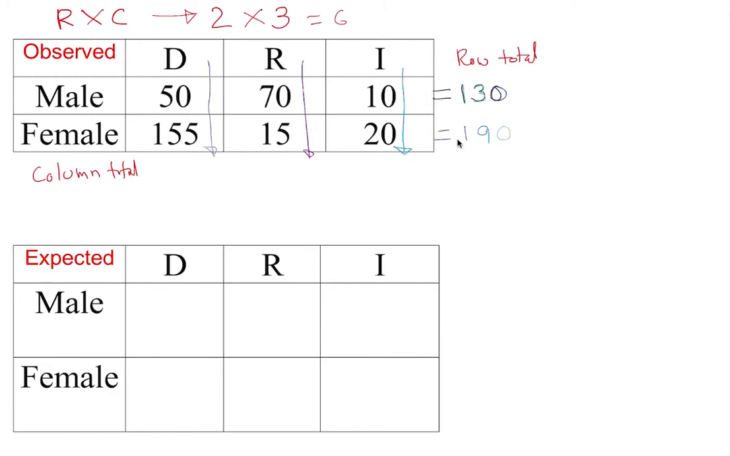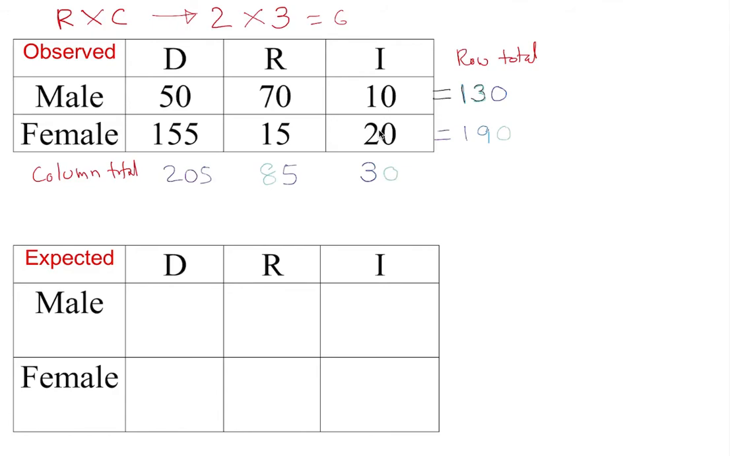Okay, so I'm going to add all of this. Going down here, 50 plus 155 is going to give me 205. And 70 plus 15 is 85. And this one is going to be 30, very straightforward. Okay, good. So we have almost everything we need.